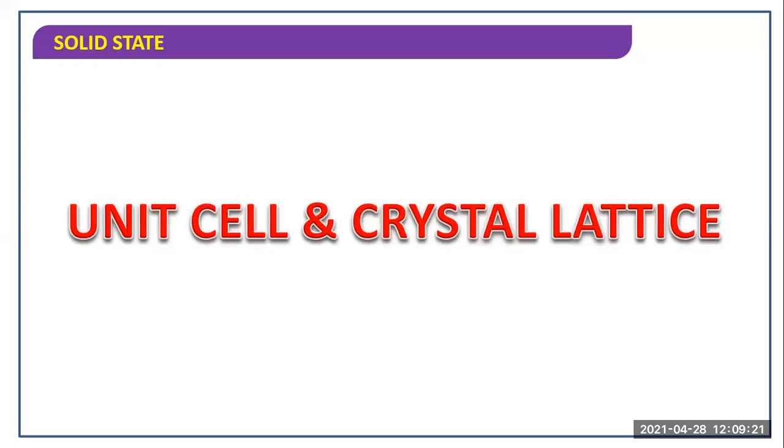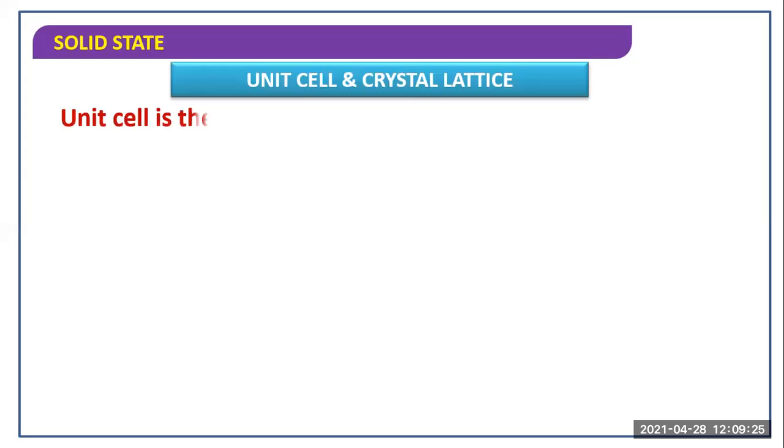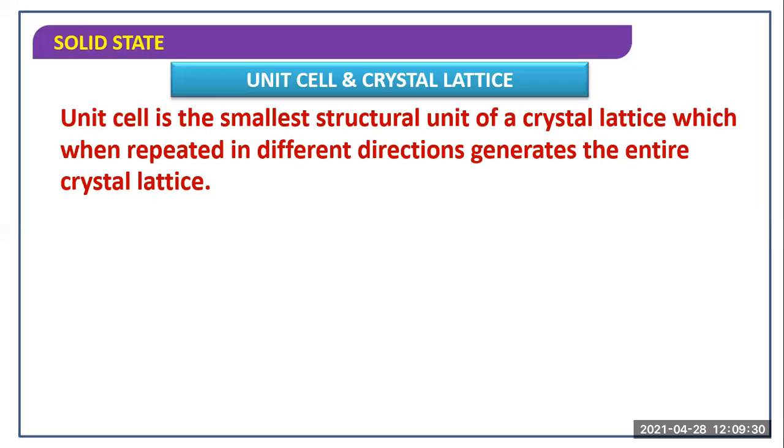Unit cell and crystal lattice. What is this? Unit cell. Yes. Unit cell is the smallest structural unit of crystal lattice which when repeated in different directions generate the entire crystal lattice. আমরা বলেছিলাম এরকম আগে যে crystal, what was the crystal? Crystal is the infinite arrangement of atoms or molecules or ions whose property changes periodically.